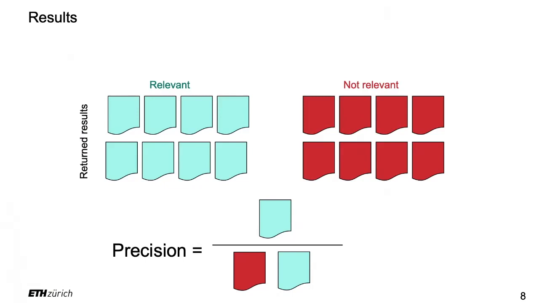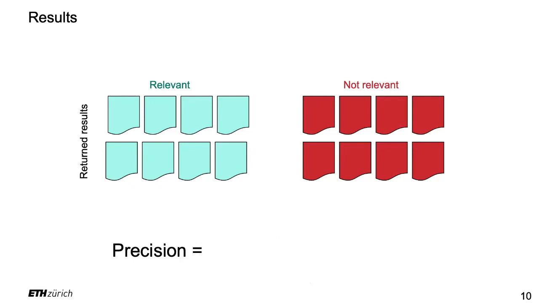Okay. So 50% indeed, right? It's 8 divided by 16. So we have a precision of 50%. That's so-so, right? Not great. The name that we use for the relevant results that are returned is true positives, right? They are relevant and they are returned, divided by the returned results.